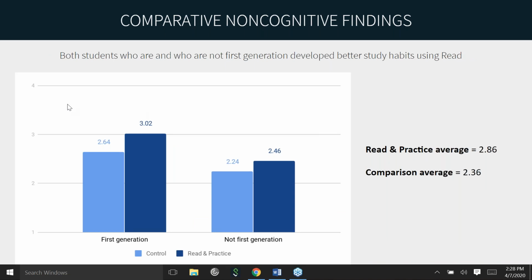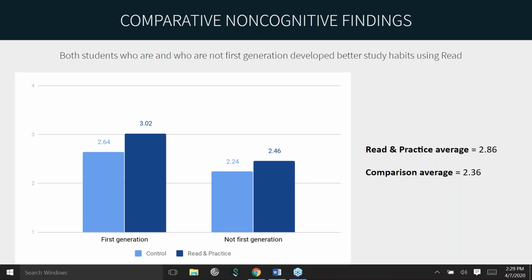And again, if you look at the full Read and Practice report, you'll see we have a lot of evidence to suggest that using Read and Practice did support study skills. But one finding that was particularly interesting to me, that I wanted to share, is that we looked specifically at students who reported to us that they were first generation students, the first person in their family to attend college.